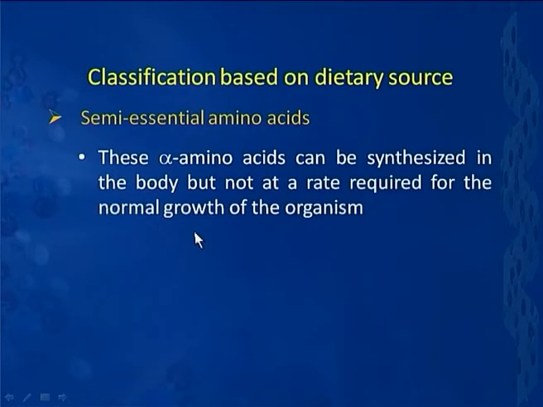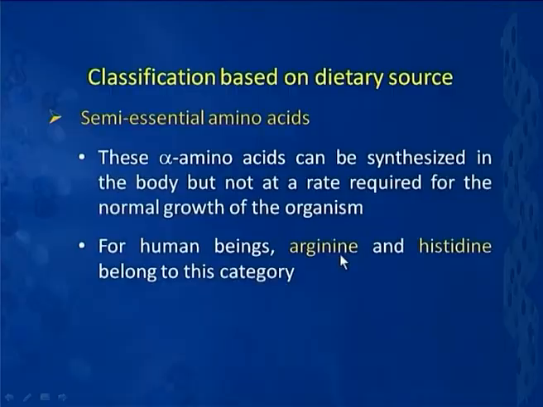Semi-essential, what does it mean? It means the following. These amino acids can be synthesized in the body, but they are synthesized at a rate which is not sufficient. That means we need a certain amount of amino acids at a certain rate, and they are not formed at that rate. So, it is advisable that these are available in the diet. They are not essential to be present in the diet, but if they are there, they will definitely contribute to the well-being of the organism. The 2 amino acids which belong to this category are arginine and histidine. Some of the authors even club these 2 amino acids along with the essential amino acids, and then they maintain there are 10 amino acids which are essential.